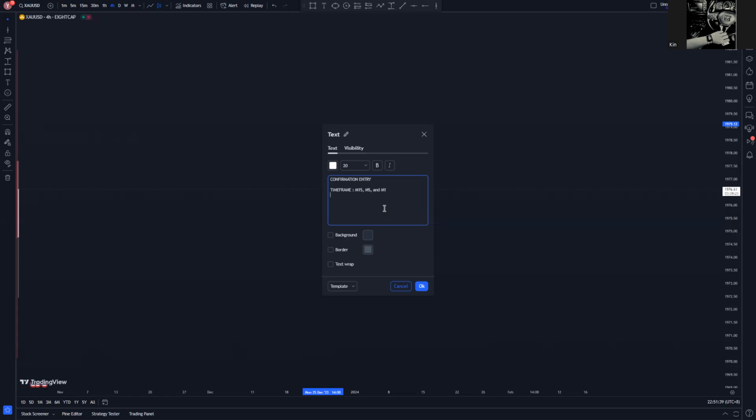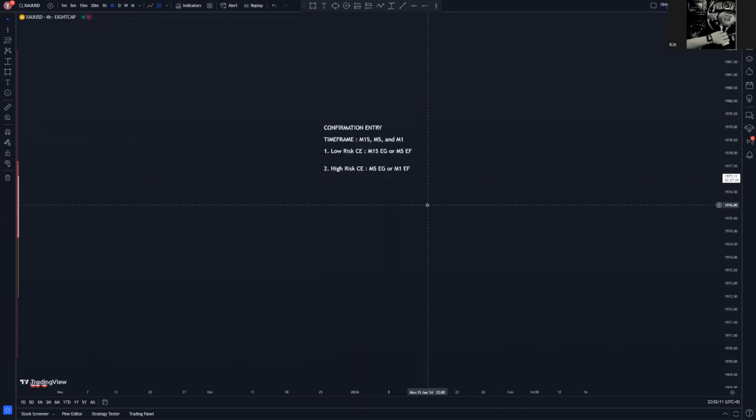We have two types of confirmation entry. The first is the low risk CE, which is M15 EG or M5 EF. The second is the high risk confirmation entry, which is M5 EG or M1 EF.